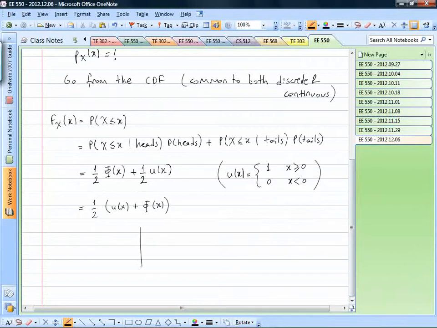Now if you attempt to plot this, you get something like this. You get up to 1 over 4 here, and then there's a jump of amount 1 over 2, so you jump from 1 over 4 to 3 over 4, and then continue with your CDF up to 1. As you can see, there's this jump of amount 1 over 2 due to the point mass.